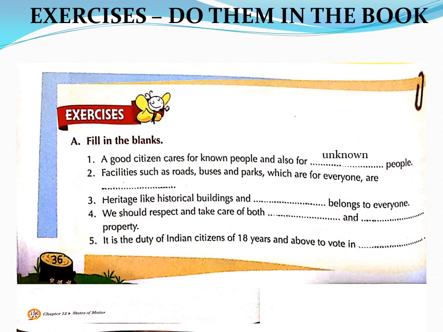Number 2, facilities such as roads, buses and parks which are for everyone are dash. They are public property. Number 3, heritage like historical buildings and dash belongs to everyone. What will come? Monuments. They belong to everyone. Number 4, we should respect and take care of both dash and dash property, public and private property. Number 5, it is the duty of Indian citizens of 18 years and above to vote in dash. What will come in the blank? Election.